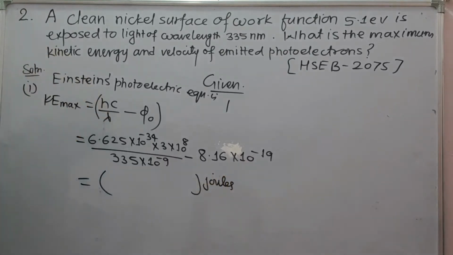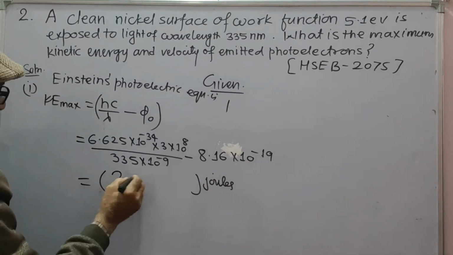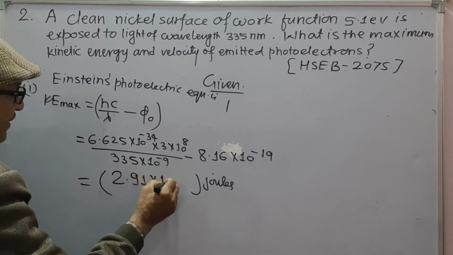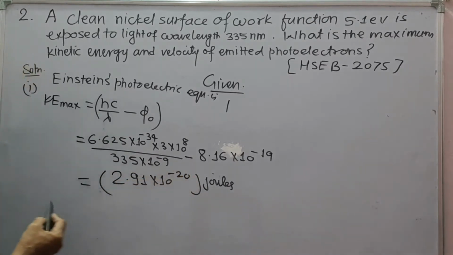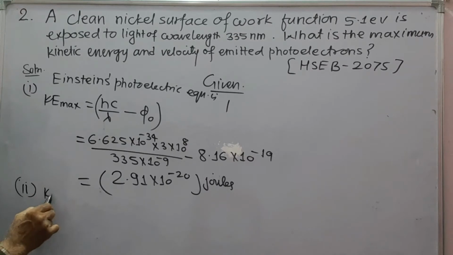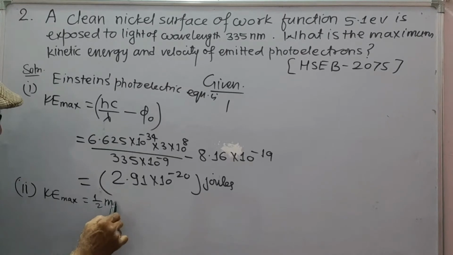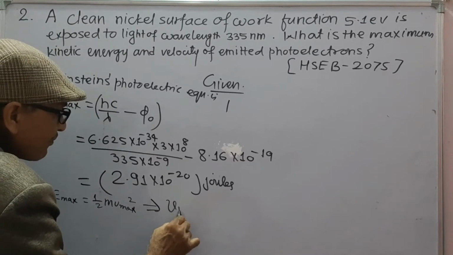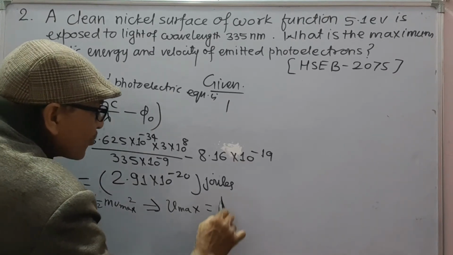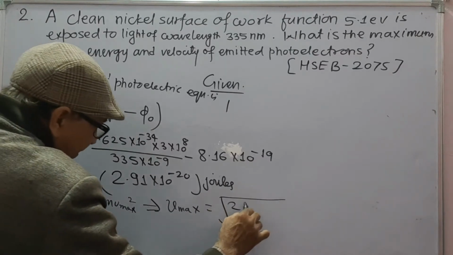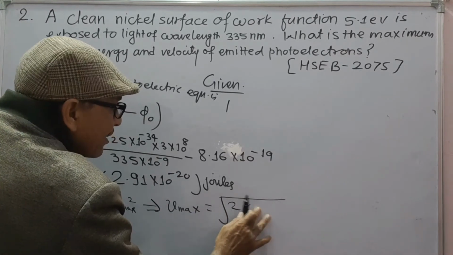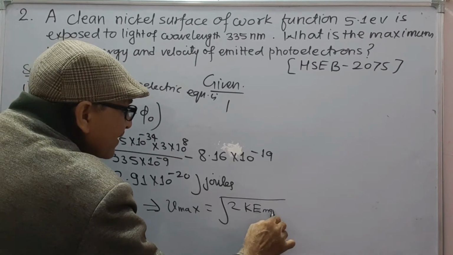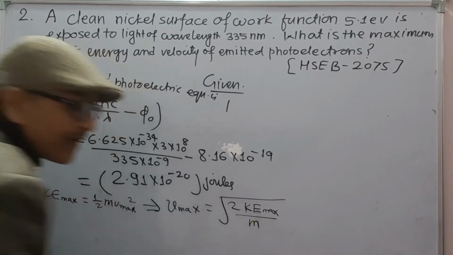the kinetic energy as 2.91 × 10^-20 joules. Now the second part is: KE max will be equal to half m v max squared, which gives v max as the square root of 2 KE max upon m, where m is the mass of the electron.